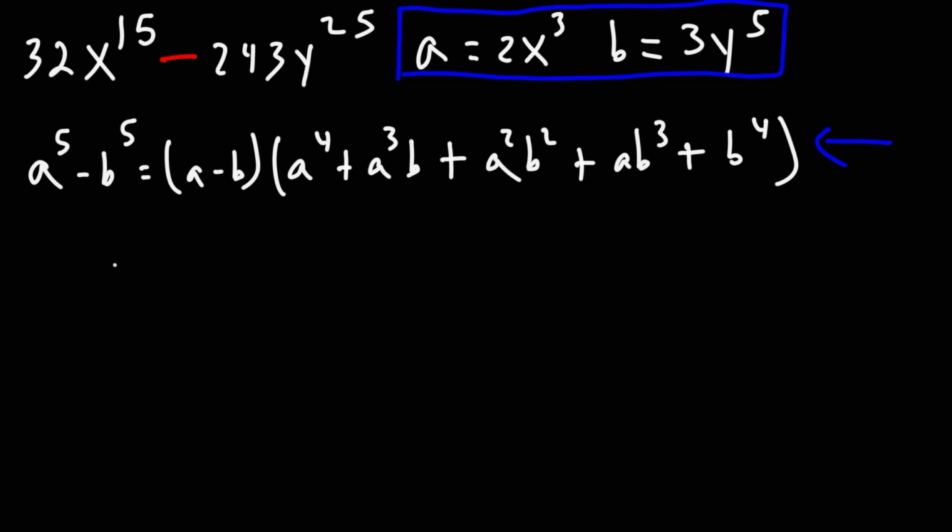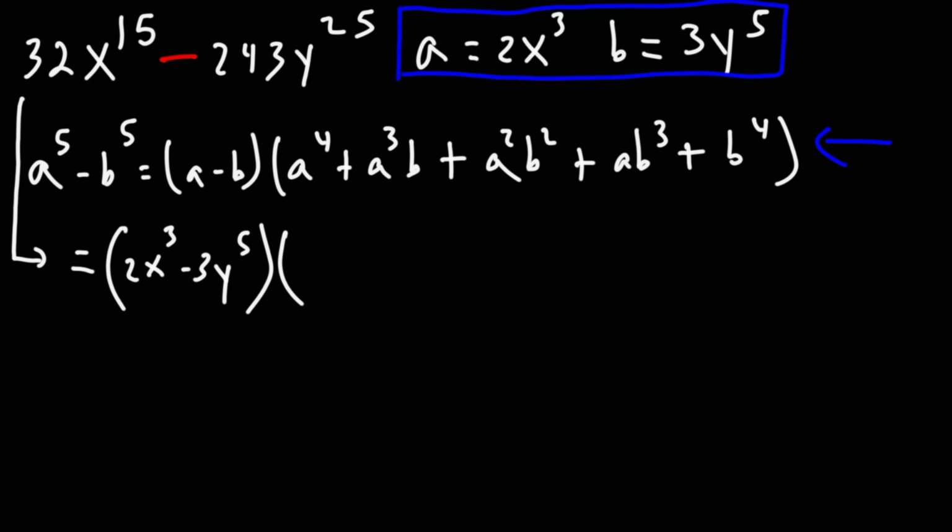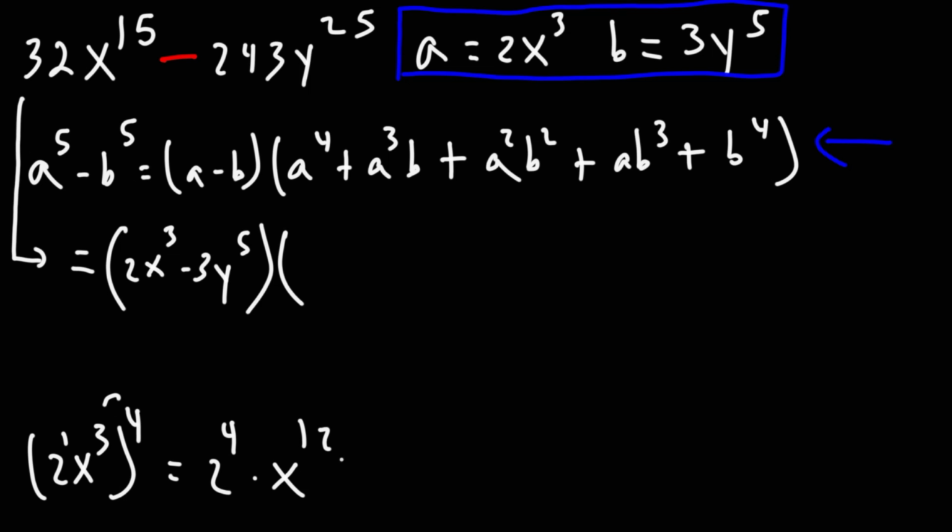So now let's plug in the values. So the original expression is going to equal a minus b. A is 2x cubed. B is 3y to the 5th power, times a to the 4th. So 2x cubed raised to the 4th power. This is 2 to the 1st power. So we have 4 times 1, which is 4. So we get 2 to the 4th. 4 times 3 is 12, so we get x to the 12th. 2 to the 4th power, 2 times 2 times 2 times 2, that's 16. So a to the 4 is going to be 16x to the 12.